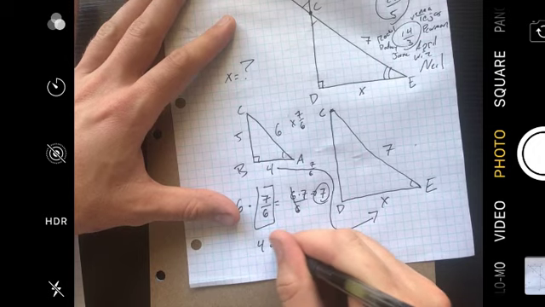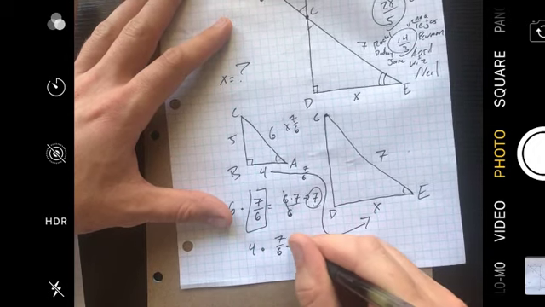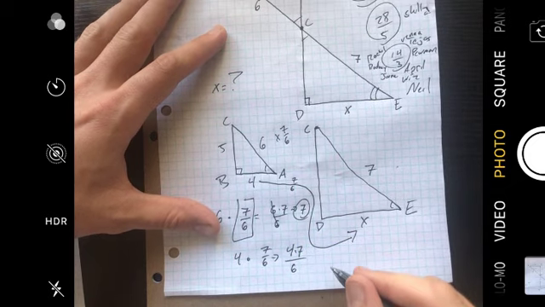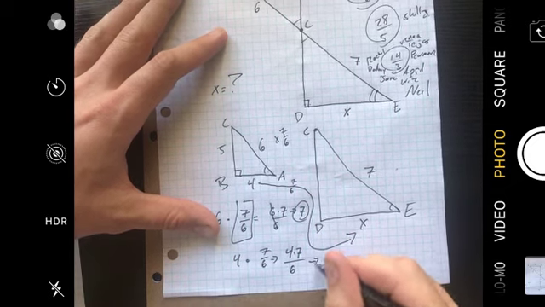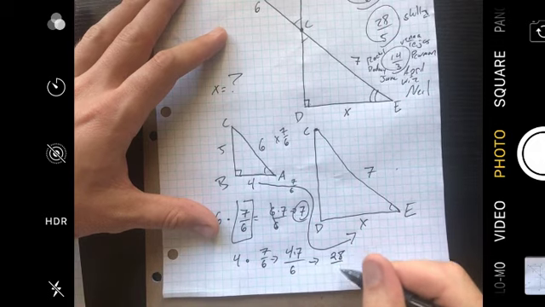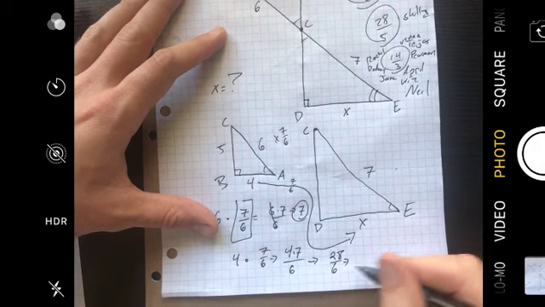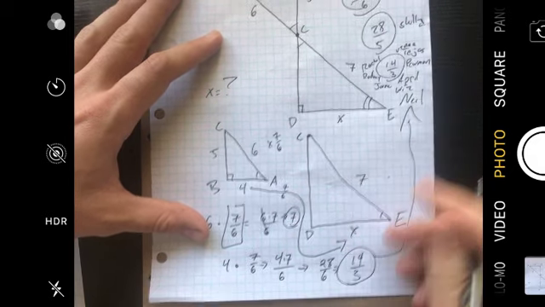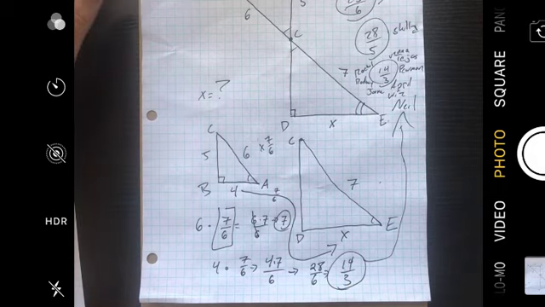So 4 times 7 over 6. 4 times 7 is 28, so 28 over 6. Divide by 2, and you get 14 over 3. That's what's up. Nicely done, everyone. Nicely done.